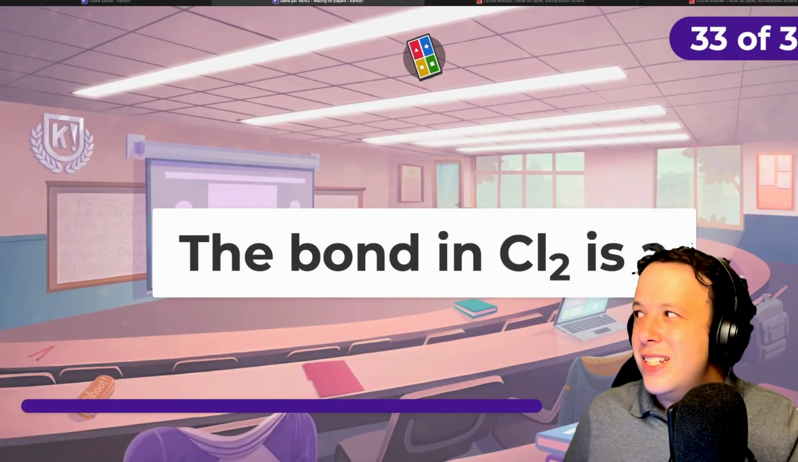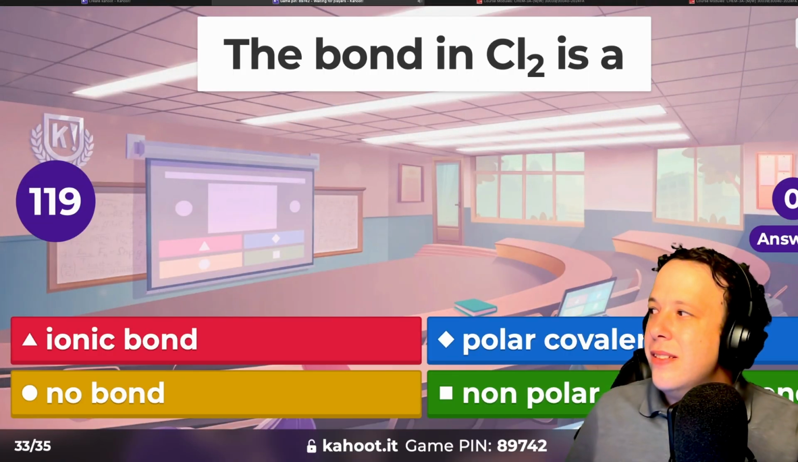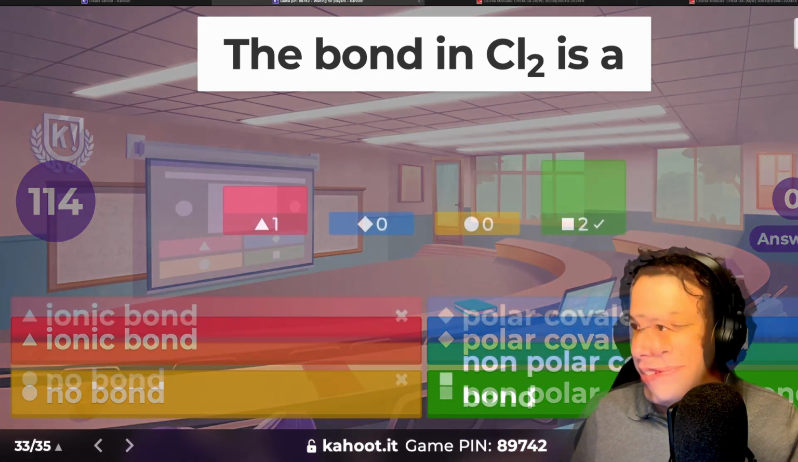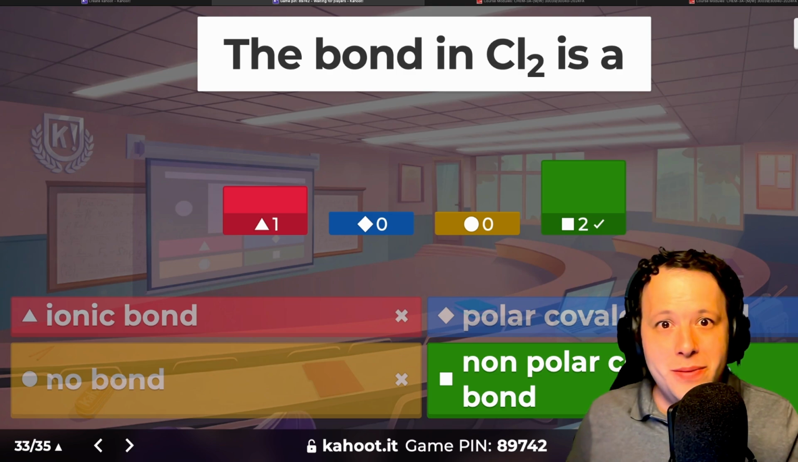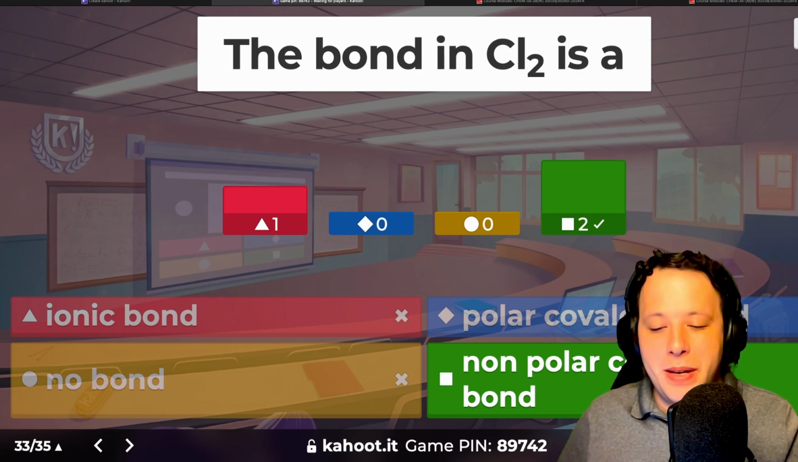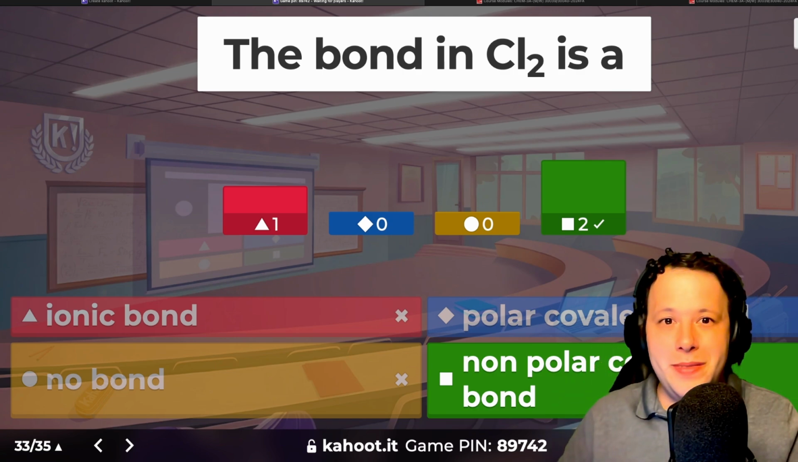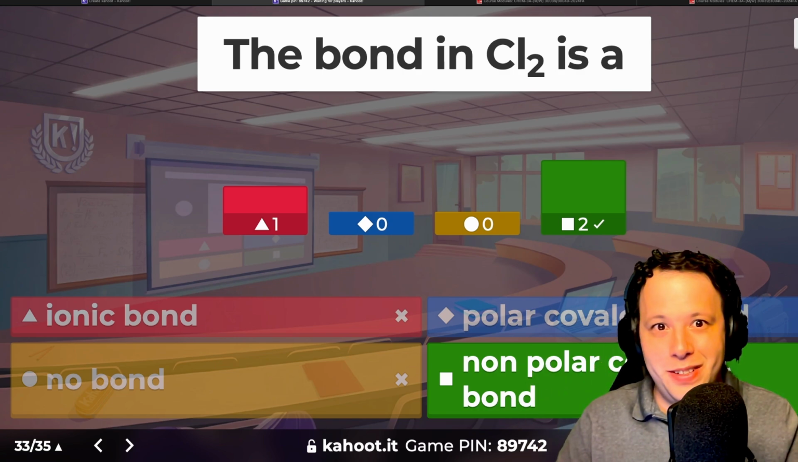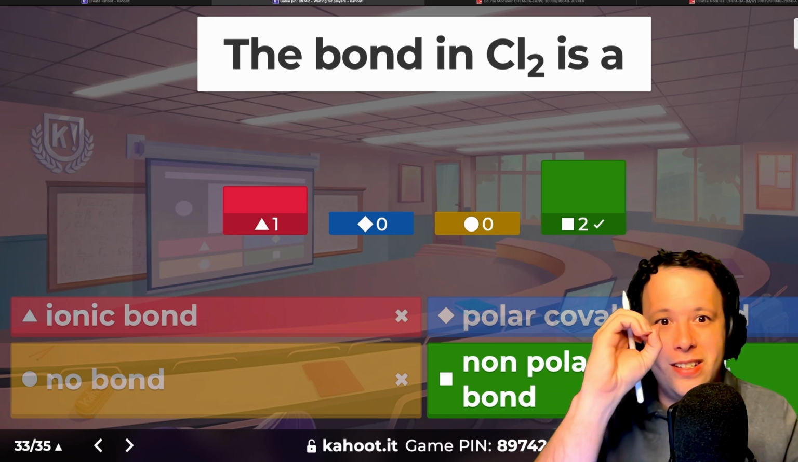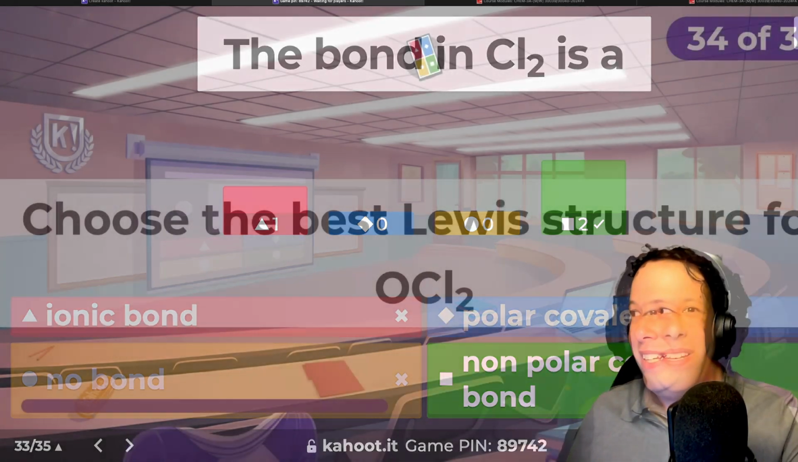The bond in Cl2 is what? It's ionic, polar covalent, nonpolar, or no bond at all. So it's nonpolar. How can you tell? If you look at the first one, it's 2 nonmetals, so it cannot be ionic. It needs to be a metal and a nonmetal to be ionic. In order to tell if it's polar or nonpolar, they both have the same electronegativity value, I believe of 2.5. So if you take 2.5 minus 2.5, it equals 0, which makes it nonpolar.